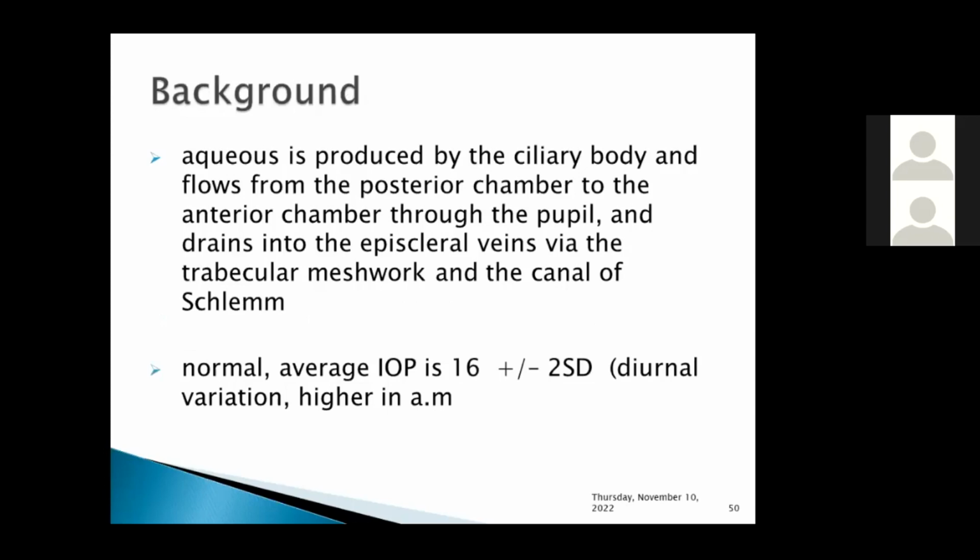The normal average intraocular pressure is 16 plus or minus 2 standard deviations, so the range is from 10 to 21. Sometimes some textbooks put it from 11 to 21. But the average is 16 plus or minus 2 standard deviations. Higher than that is increased intraocular pressure, lower than that is hypotony or low intraocular pressure. And the intraocular pressure is higher in the early morning.